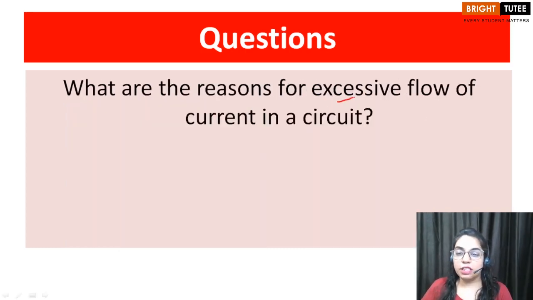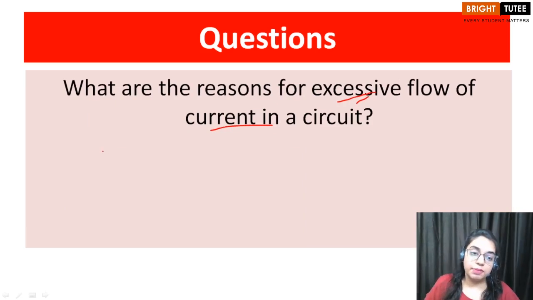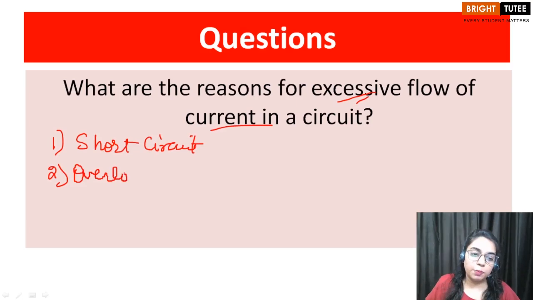What are the reasons for the excessive flow of current in a circuit? So children, what is the reason behind the flow of excessive current through an electric circuit? Basically there are two reasons. One reason can be short circuit, and the other reason can be overloading. These are the two main reasons for the excessive flow of current.